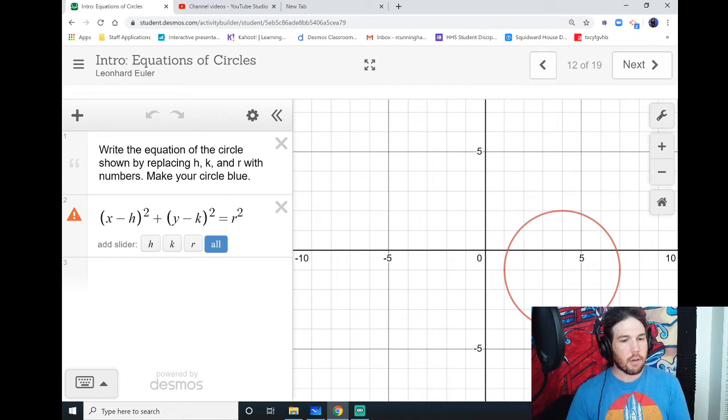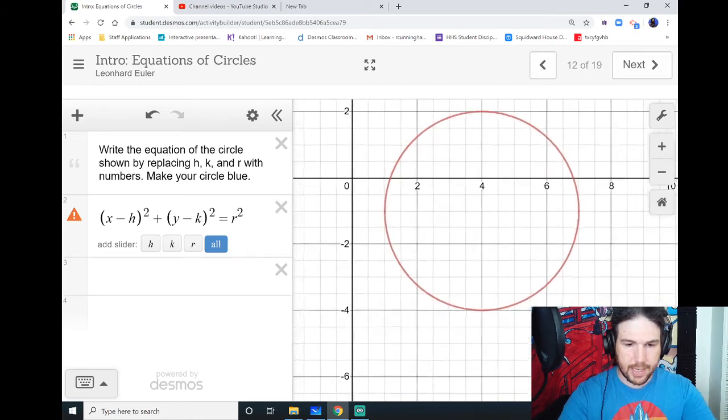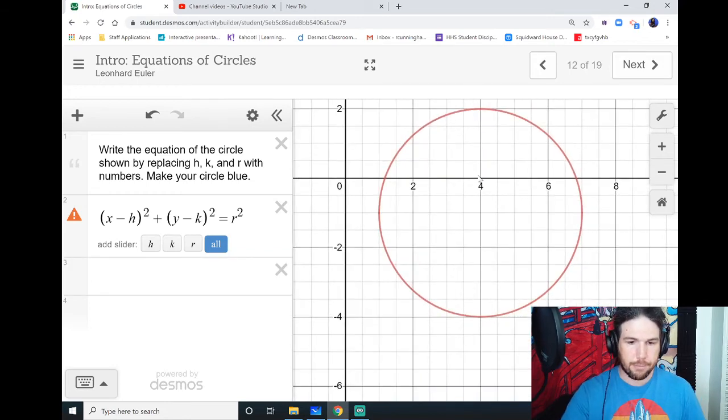Write the equation of the circle shown by replacing h, k, and r with numbers. Make your circle blue. Well, I don't necessarily know how to change the color of my circle, but let's give this a shot. So this circle looks like it has a center at 4, negative 1. Keep in mind that each of these squares right now is worth 1/2, not 1. So this looks like the center is 4, negative 1.